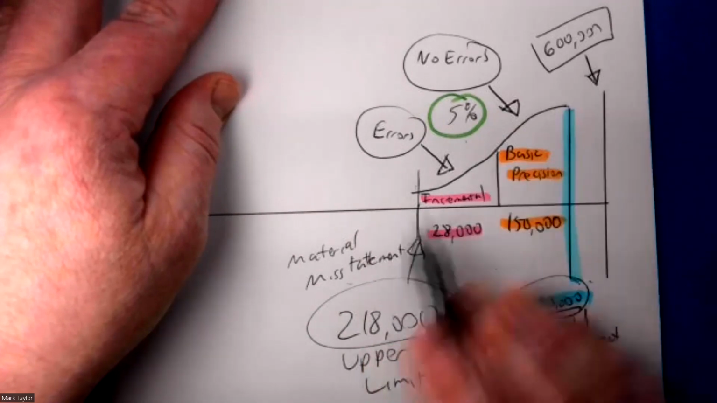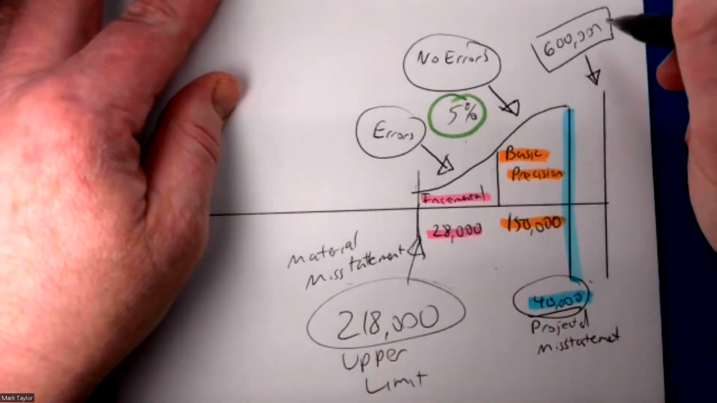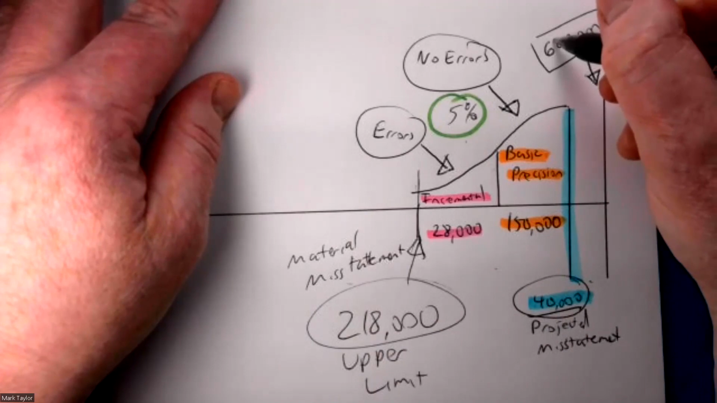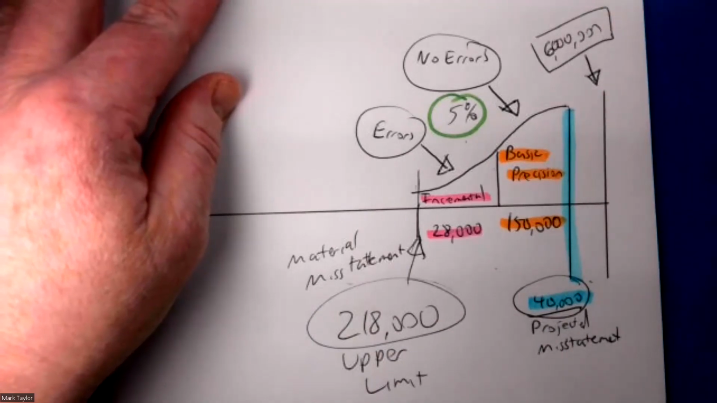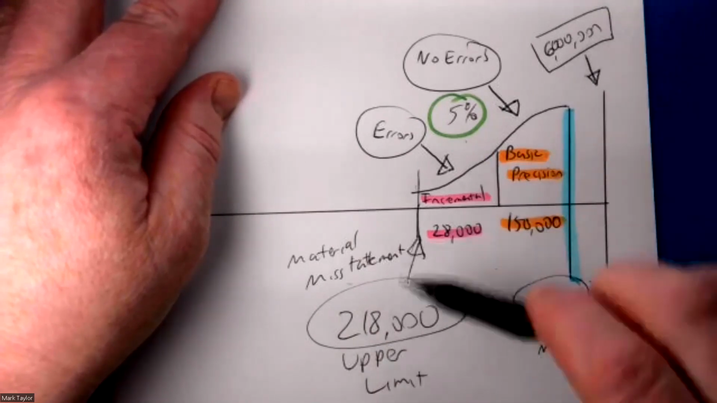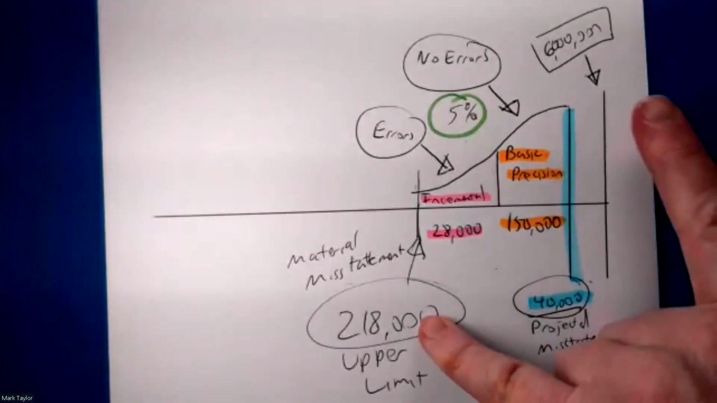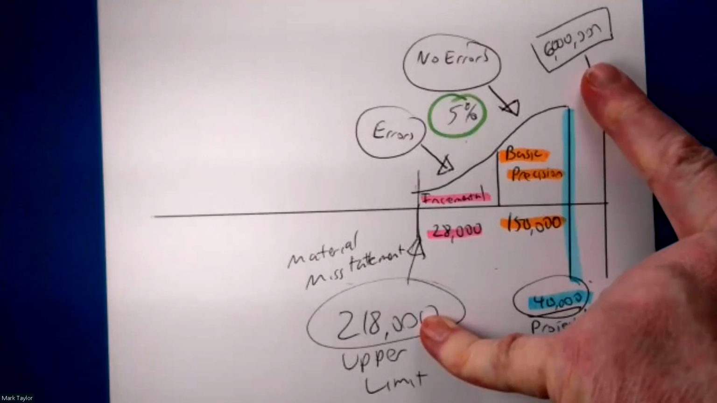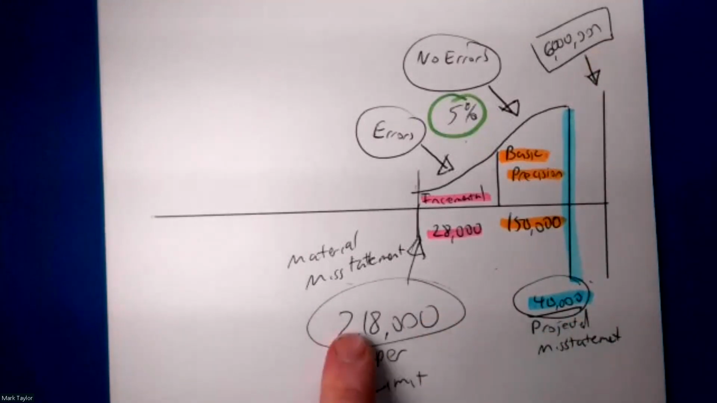And 218,000 compared to, I think this is, it should be 6 million. I got 600,000 here. This should be 6 million. Is that material? That's a judgment call, but we're saying that this $6 million account is misstated by 218,000, and we can now figure out whether that's material or not.